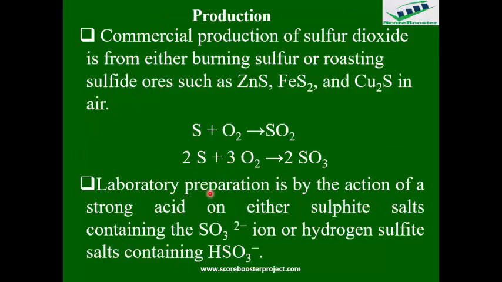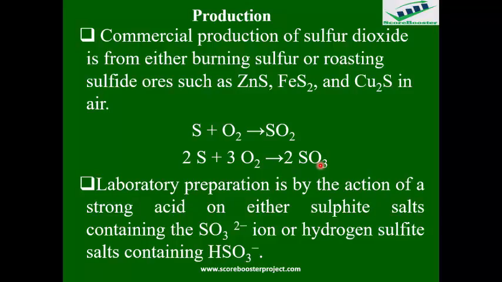So how do we prepare this? I said oxygen reacting with sulfur, that is sulfur dioxide. So commercial production can be from sulfur. You burn sulfur to form sulfur dioxide. If you burn sulfur in oxygen, you form sulfur dioxide. If you have an excess amount of oxygen with sulfur, you form sulfur 6 oxide. That is as simple as that.